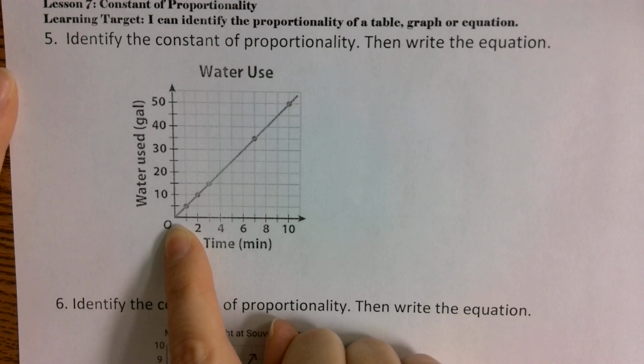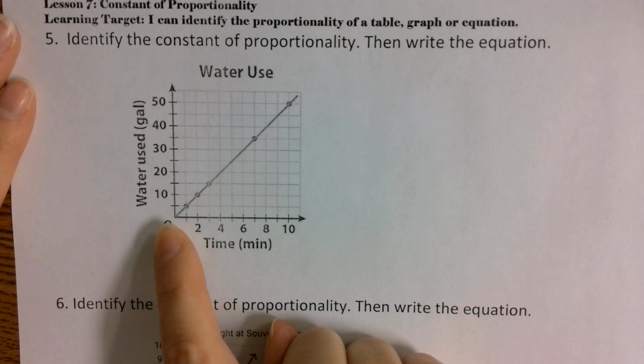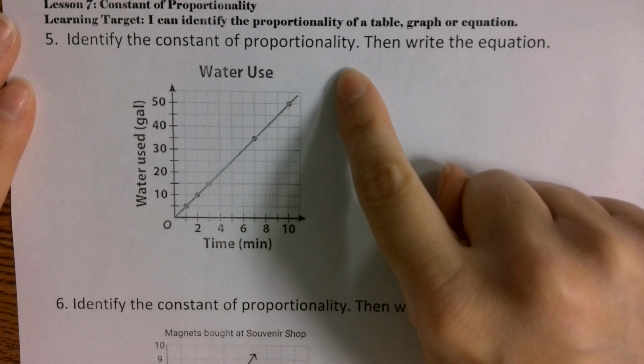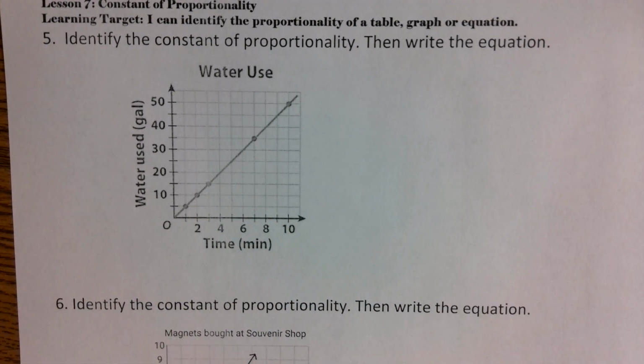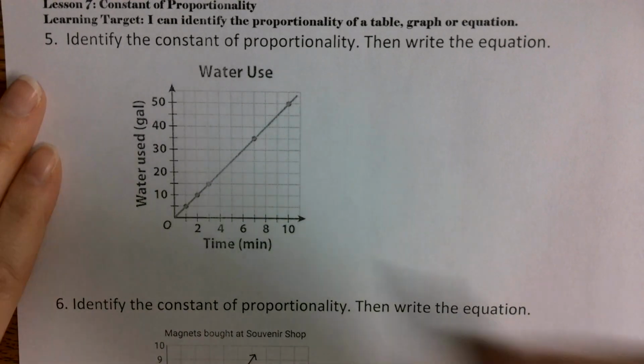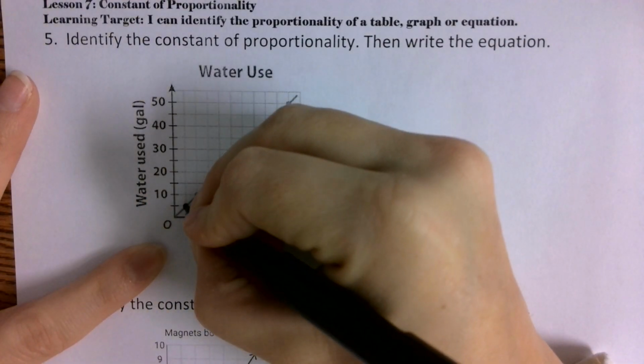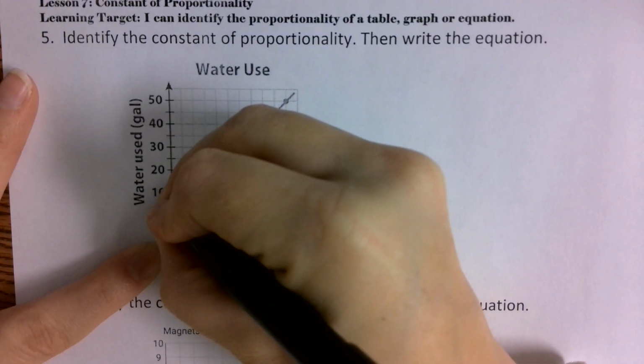You can't do 0 over 0. You have to pick a non-origin point on your line. So somebody tell me one of the points that they want to pick on here. Hassan? Okay, the 1 and the 5. Sure, let's go with that one. That's a 1, that's a 5.